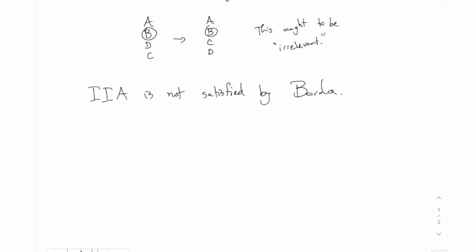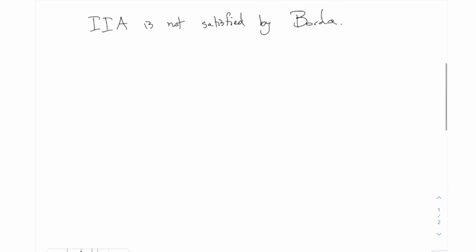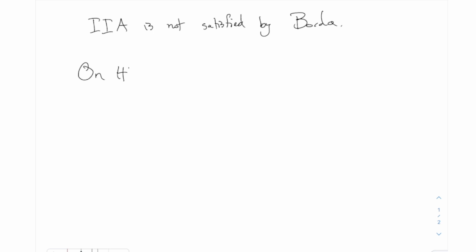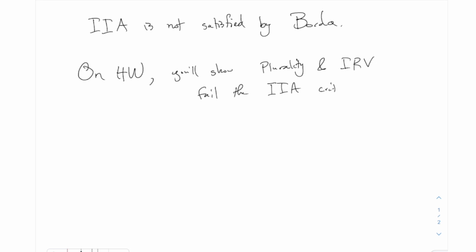Similar kinds of violations exist in the plurality and the instant runoff. But rather than go through examples like this, I want to turn those into homework problems. So on the homework for next week, you will show also that plurality and instant runoff fail the IIA. In those systems, it's also possible to change the result by doing one of these so-called irrelevant changes. They're actually not terribly irrelevant because they can change the result.